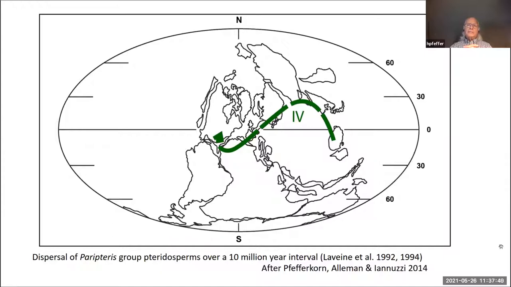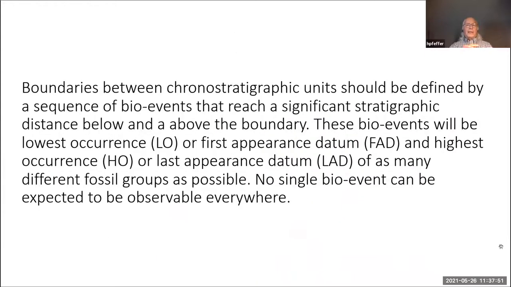Next slide, please. So boundaries between chronostratigraphic units should be defined by a sequence of bioevents that reach a significant stratigraphic distance below and above the boundary. These bioevents will be lowest occurrence or first appearance datum and highest occurrence of as many different fossil groups as possible. No single bioevent can be expected to be observable everywhere, and they migrate in time. Next slide, please.